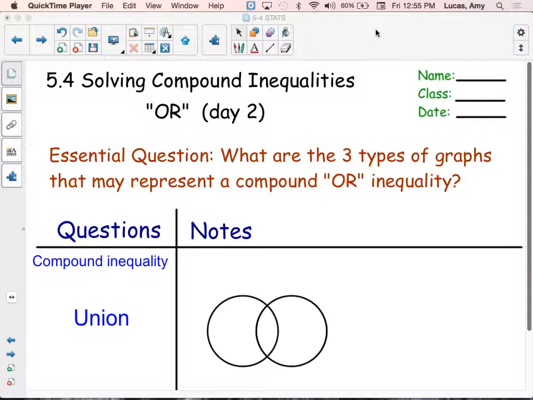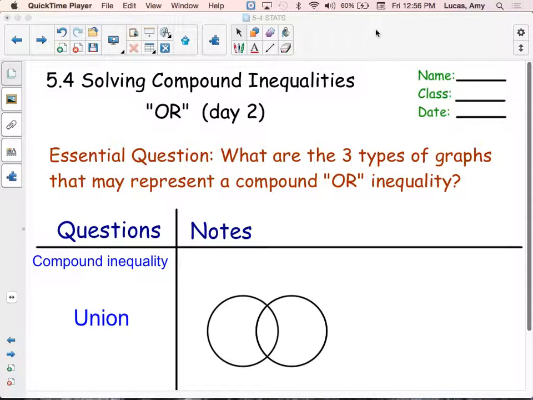Lesson 5-4, Solving Compound Inequalities with the connecting word OR, Day 2. Our essential question is, what are the three types of graphs that may represent a compound OR inequality?